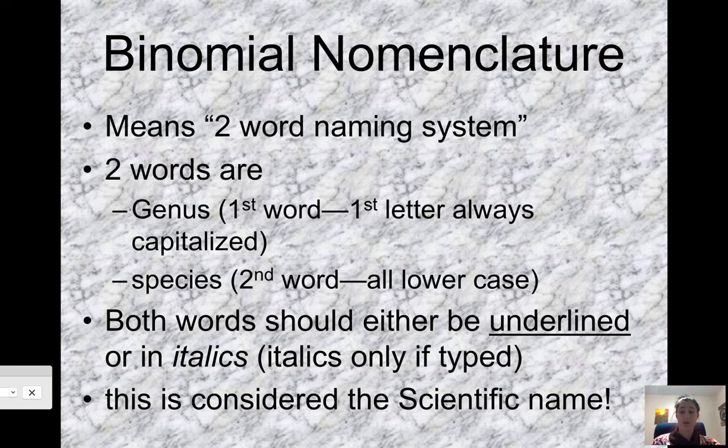This is what we're going to call the scientific name. If you ever hear me refer to an organism by its scientific name, on your ID sheets I always give you the scientific name and you get extra credit for writing them correctly. This is how you do it. The genus is the first word, first letter capitalized. The second word is the species, all lowercase, and they're both underlined individually or written in italics. If you type it, it needs to be in italics.